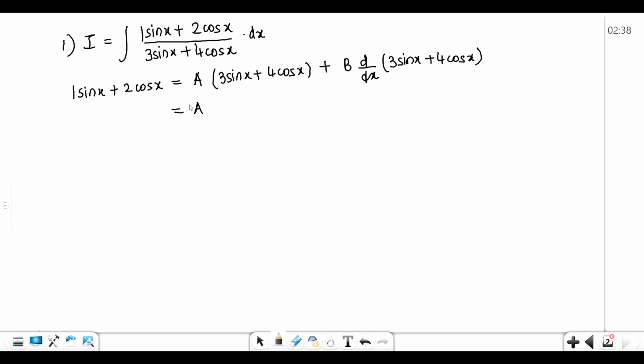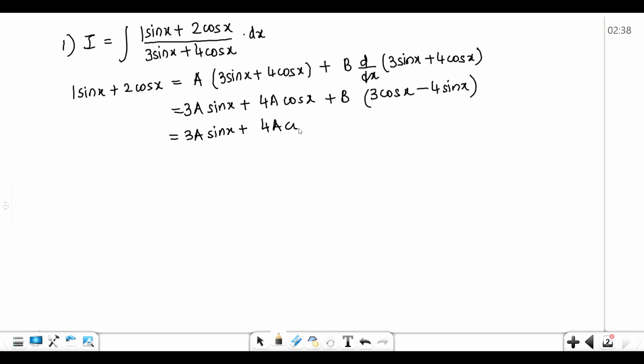So I can copy this down here: 3a sin x plus 4a cos x, I have taken the a inside, plus b. Now the derivative of 3 sin x: 3 as it is, derivative of sin x is cos x, plus 4 as it is, derivative of cos x is minus sin x, multiplied with b outside. So we write 3a sin x plus 4a cos x, and multiplying b inside gives 3b cos x minus 4b sin x.